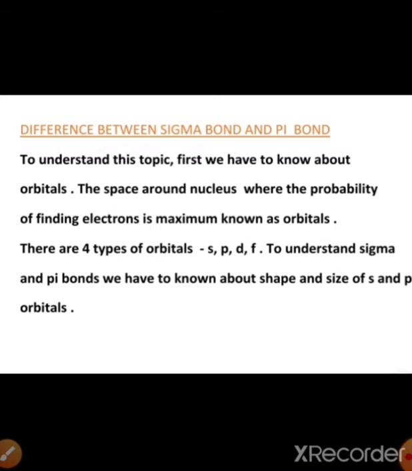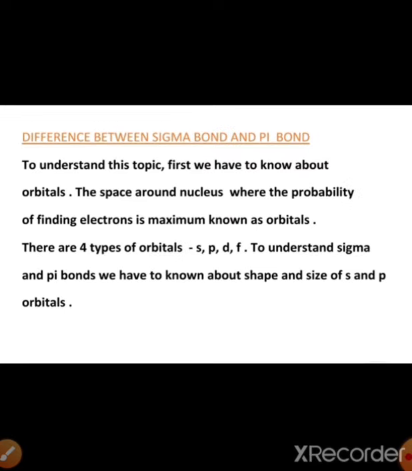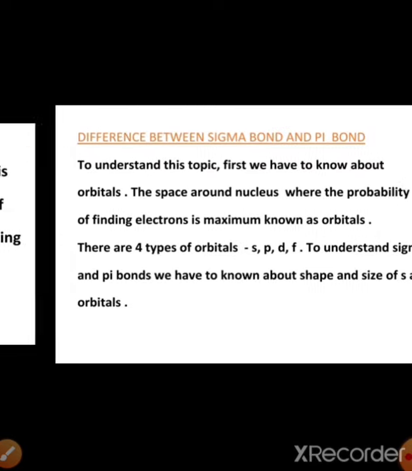Here we have to know about S and P orbital. What is its shape and size? Now students, S orbital is like a sphere and it is symmetrical around the nucleus. The shape of P orbital is like a dumbbell, and there are 2 lobes, one in the upper plane and the next in the lower plane.